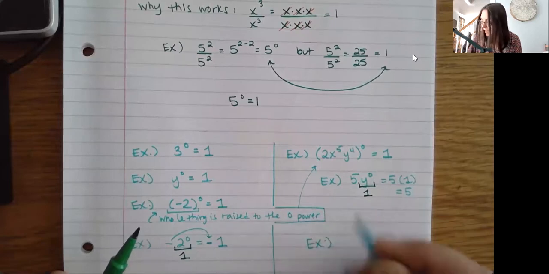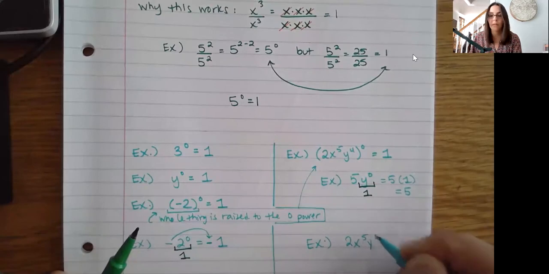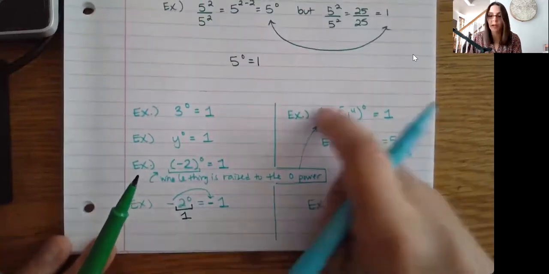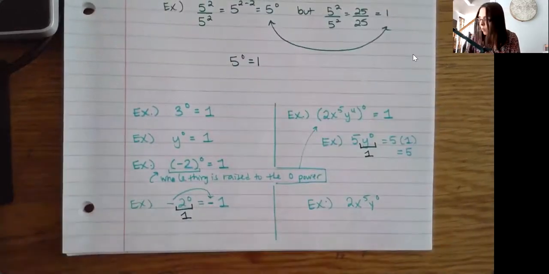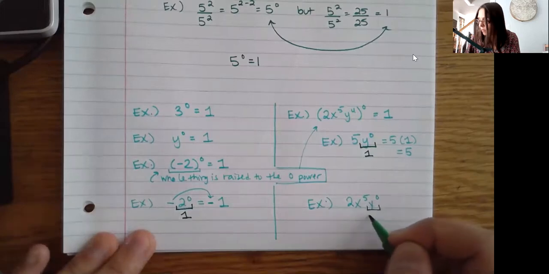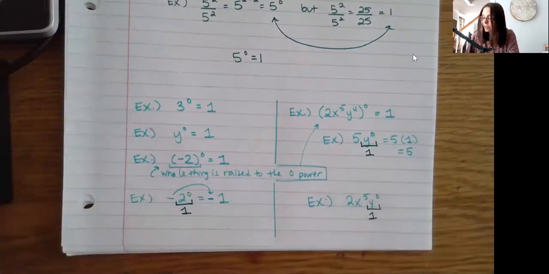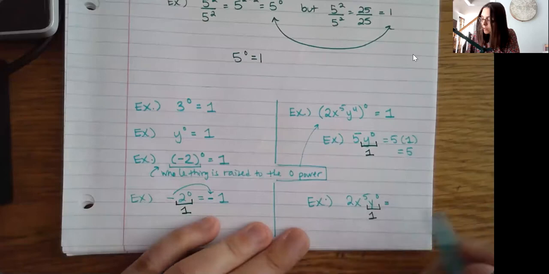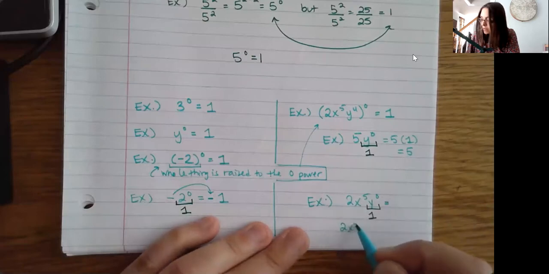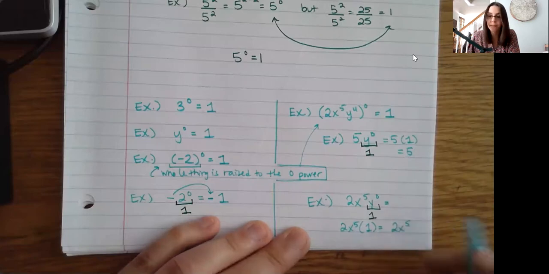Or maybe I have 2x to the 5th, y to the 0. I'm tweaking this one right here. So in this case, that y to the 0 is 1, but everything else is not, right? That 0 is only going with the y. So this becomes 2x to the 5th times 1, which is just 2x to the 5th.